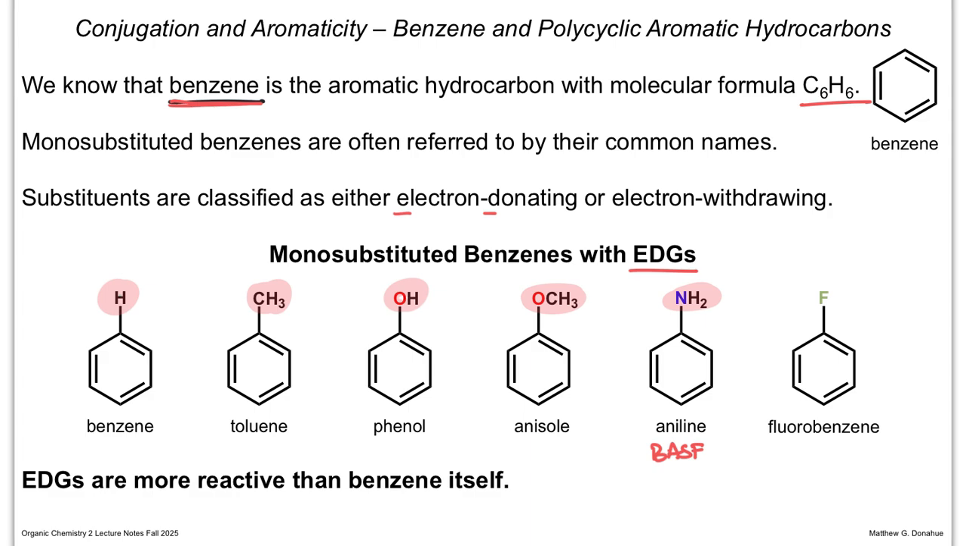And then lastly, halogenated benzenes. So I just gave up fluorobenzene here as an example, but any other halogen, we'll learn how to get on there.